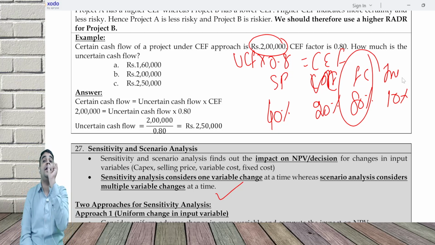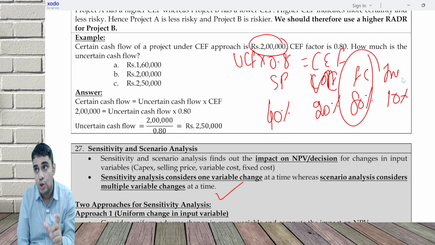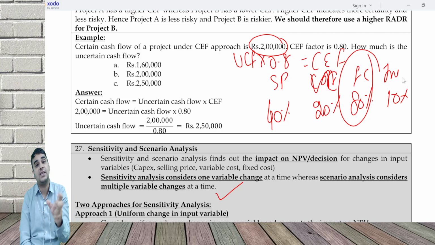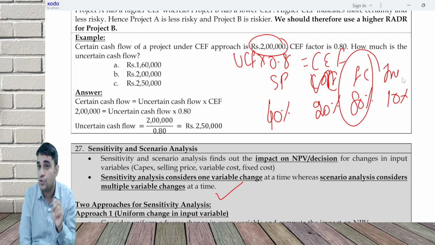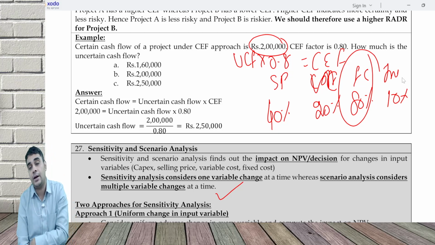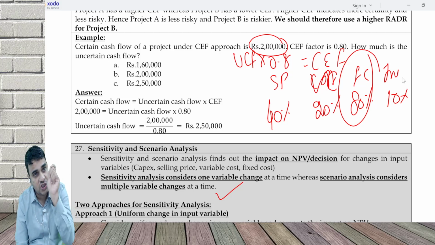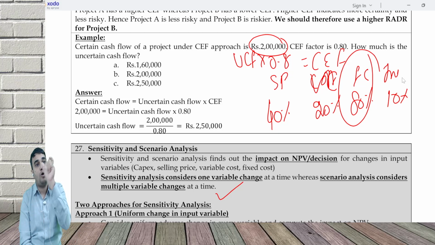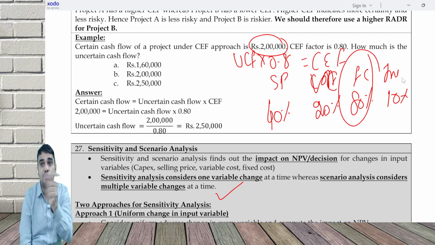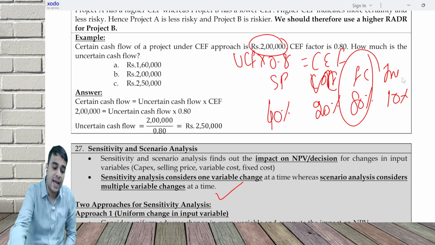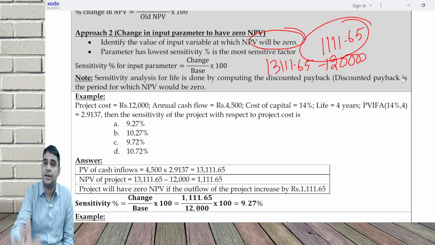Second approach is finding out cushion percentage, that is how much cushion is available in my input parameter. How do I calculate the cushion available? I find out what will be the change for zero NPV, divided by base into 100. Lower the cushion percentage, more problematic is that factor. Scenario analysis, you consider multiple changes at a time and then do it.